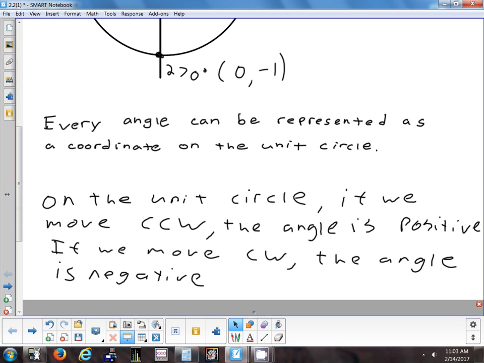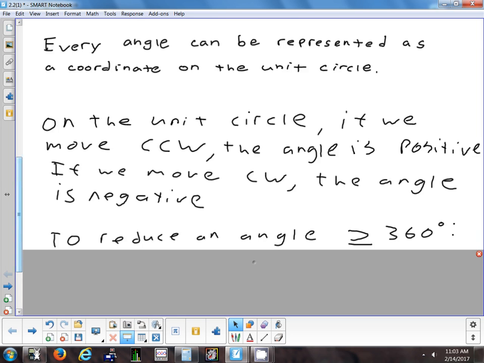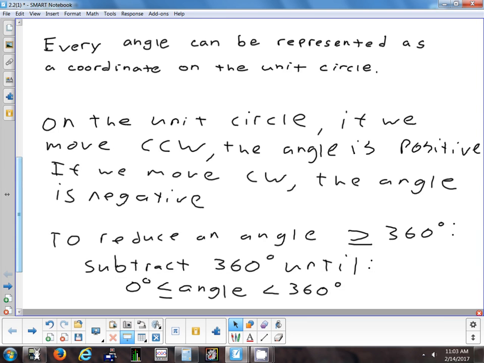Yeah, subtract 360. So if you have an angle that's too big, and by too big I mean it's bigger than 360, generally you want to make that angle smaller. You want to make it easier to work with. So to make an angle that's bigger than 360 smaller, keep subtracting 360 until your answer is between 0 and 360.